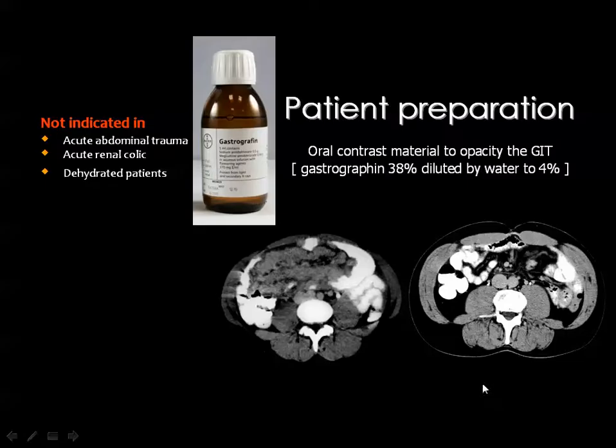the administration of this oral contrast material. This is an example where you can see that some of the intestinal loops are normally opacified by the orally administered contrast media, while other intestinal loops are not opacified, indicative that there is some pathology here which requires further evaluation.